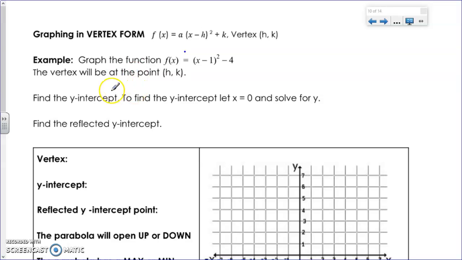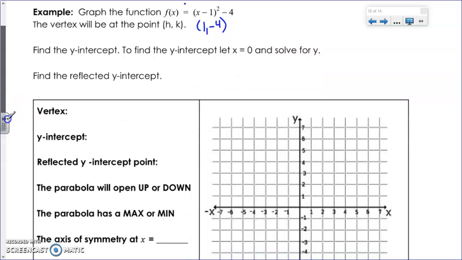Alright, we're graphing in vertex form now. When you have the vertex form, it easily allows you to find the vertex. So for instance, in here, we know the vertex would be at the point (h, k). H comes out opposite, so our vertex is going to be (1, -4). So that allows me to find the vertex easily. If I go down here, I know my vertex is at (1, -4).